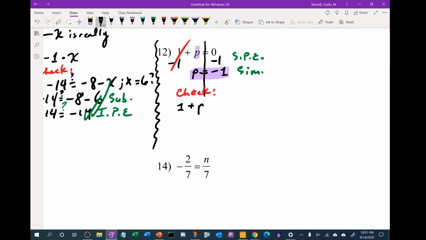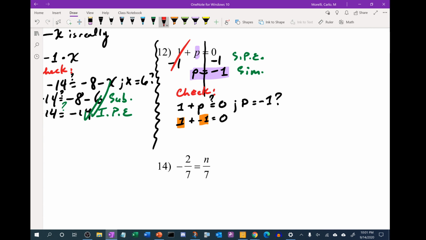Does 1 plus p equals 0 when p equals negative 1? Okay, is that true? I don't know. Let's plug in negative 1 for p and find out. 1 plus negative 1 equals 0. So I'm adding 1 to itself. This is called an additive inverse.